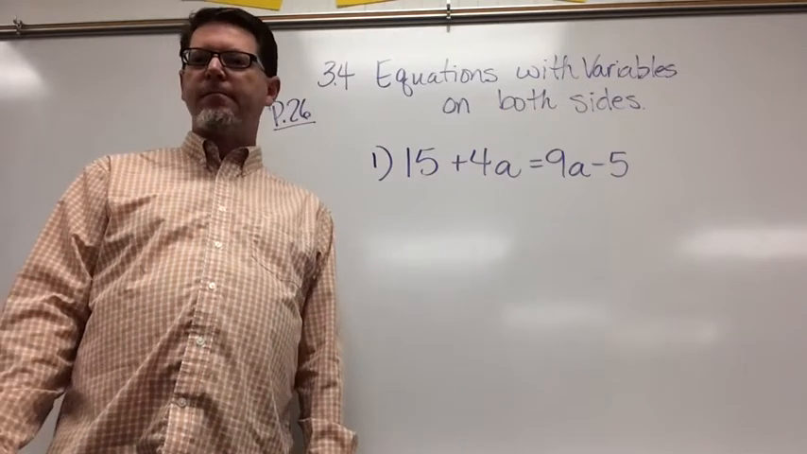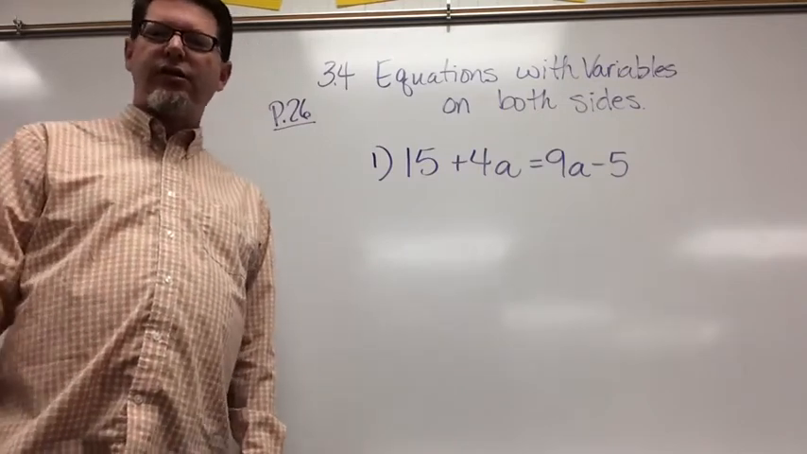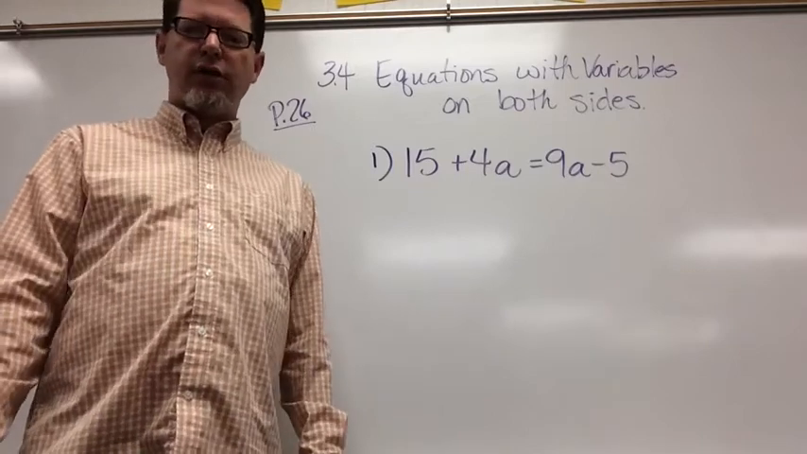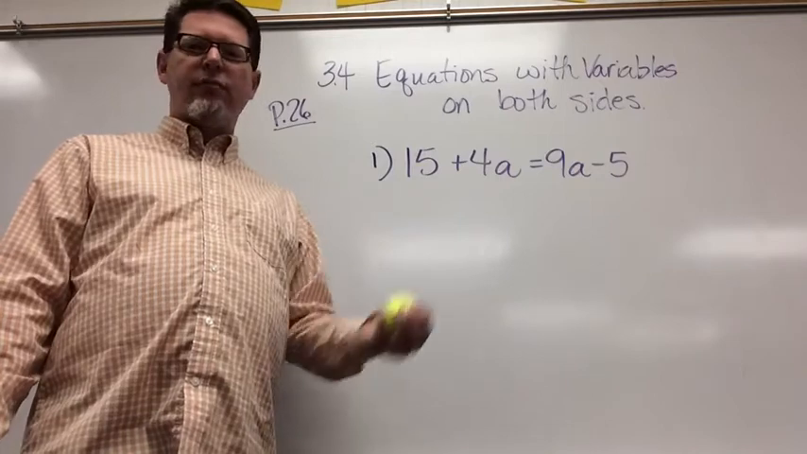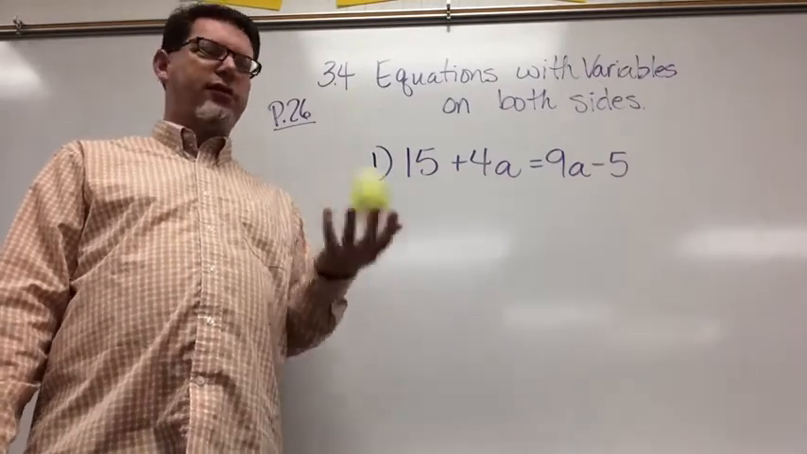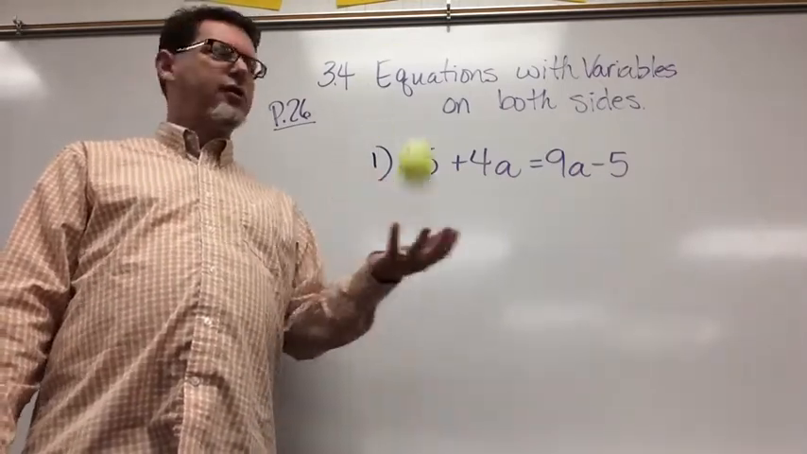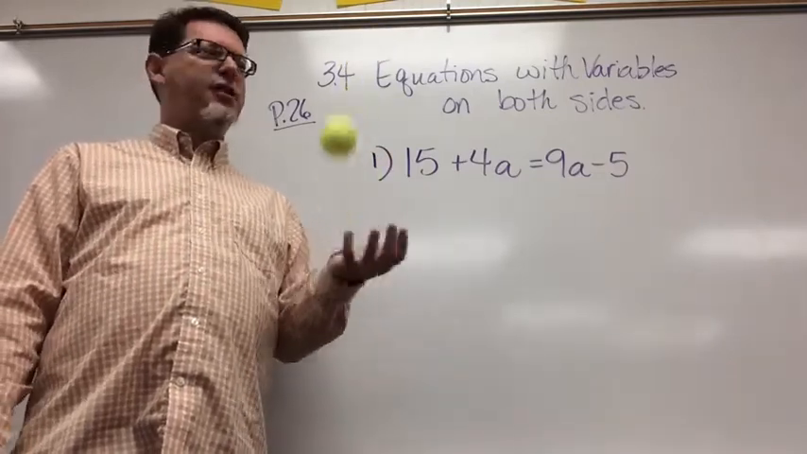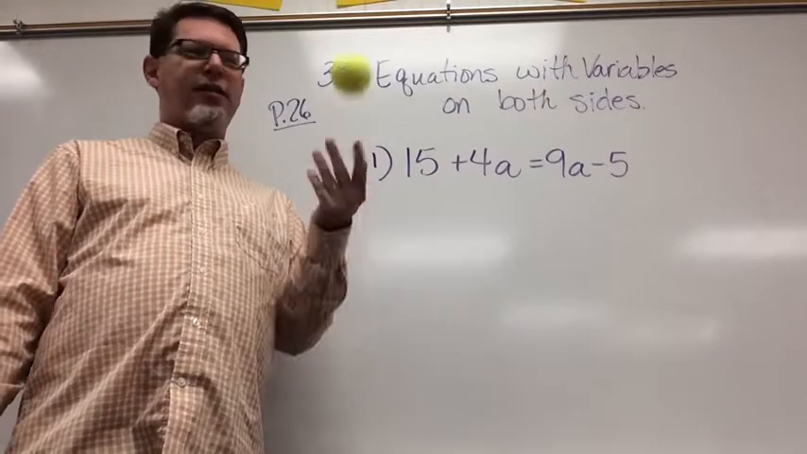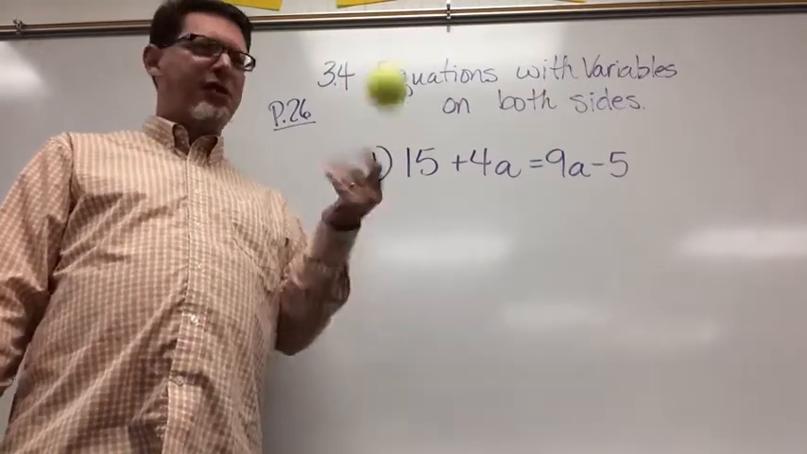Hello, Algebra students. Today we are going to look at section 3.4, which is solving equations with variables on both sides. Now I'm fresh out of clown suits, which was a request earlier, but I did find a tennis ball. So I'm just going to see if I can toss the tennis ball and solve equations at the same time, and we'll pretend that I'm practicing to be a clown.